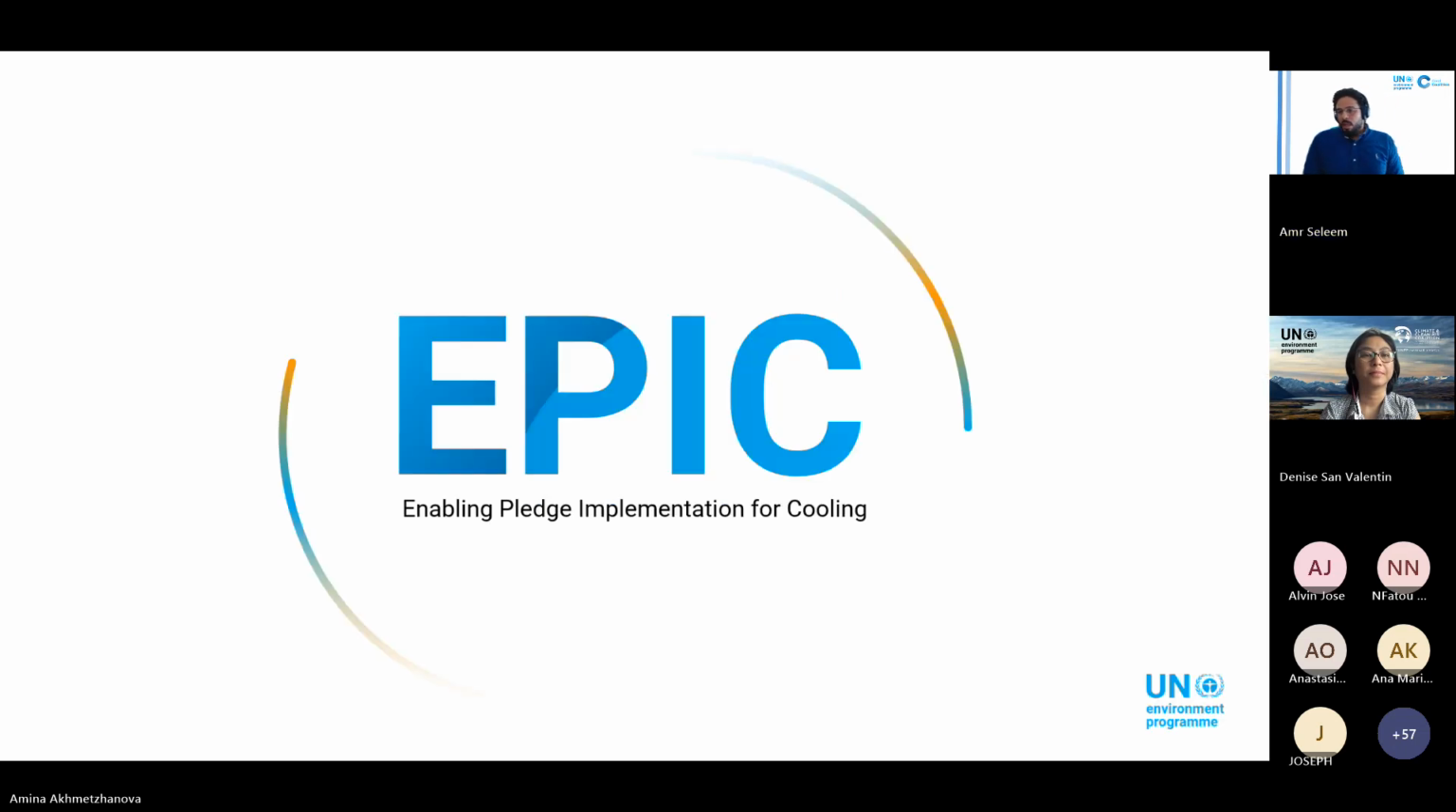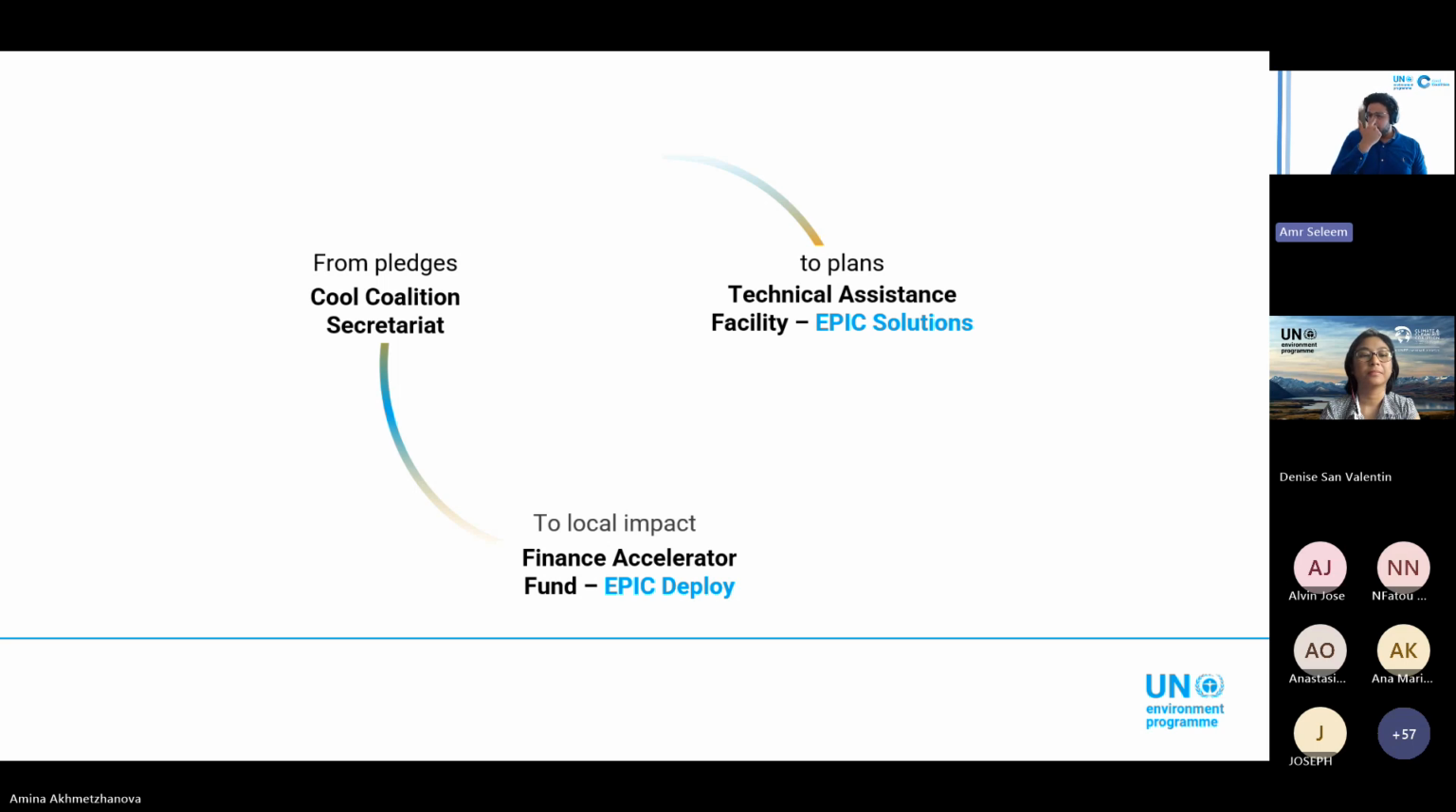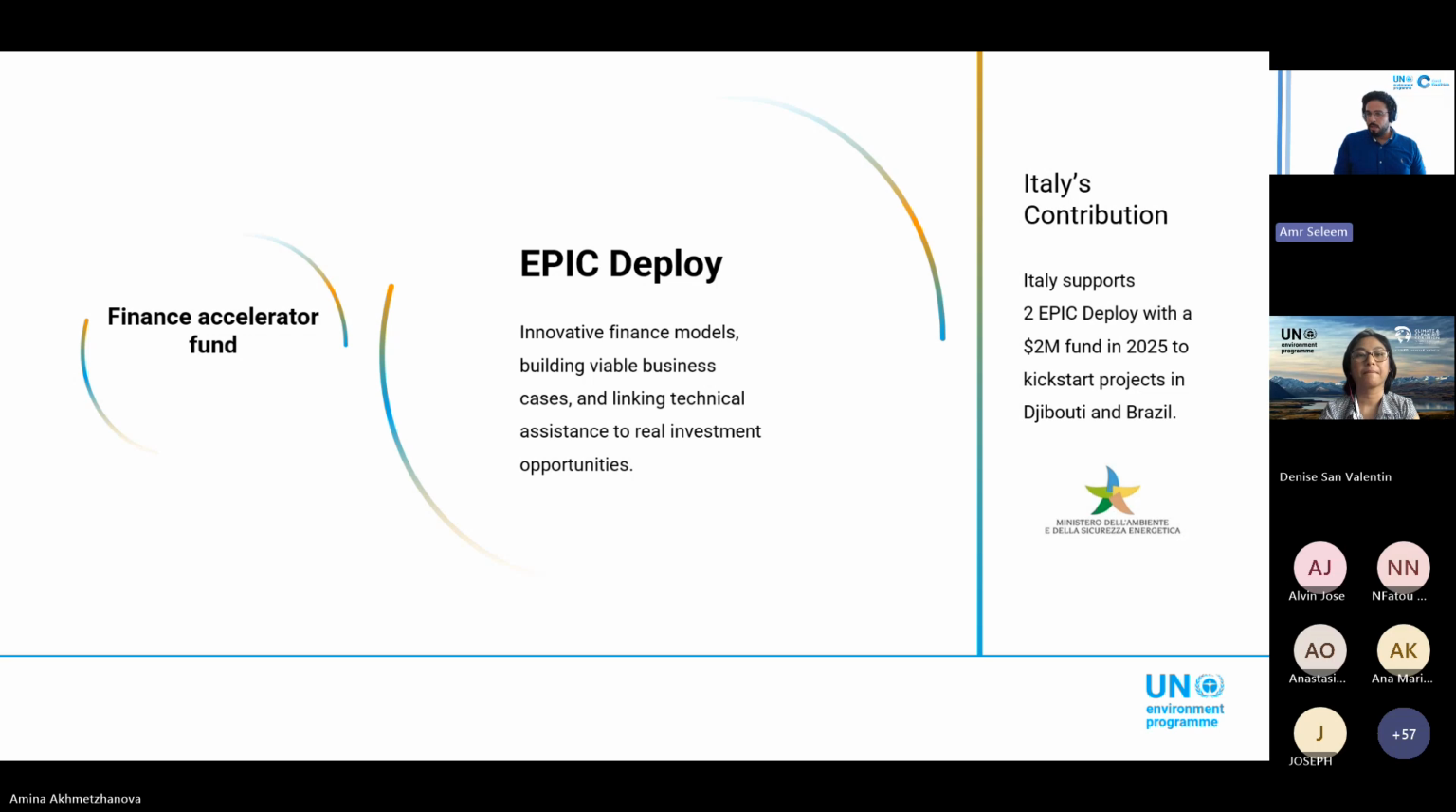Next, please. As one of the outcomes of the last signatory focal point meeting we had earlier this month, we are launching EPIC, Enabling Pledge Implementation for Cooling, which includes a technical assistance facility. As you see here, we call it EPIC Solutions. The second is EPIC Deploy, which is a fund accelerator, basically to feature local impact in countries. EPIC Deploy has already started with seed funding from Italy, equivalent to 2 million. This is mostly going to help 2 signatory countries, Djibouti and Brazil. And hopefully soon we will announce more about its mechanism and its operations.